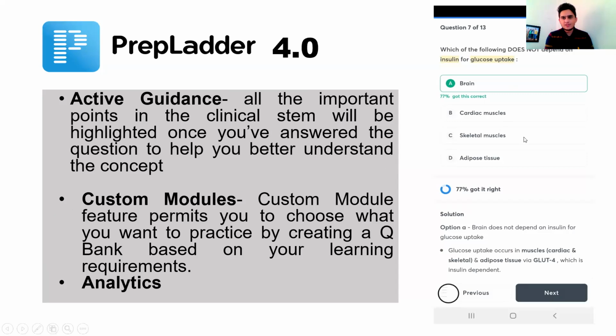For example, if you see on the right side of the screen, in this question, once you answer the question, the answer is brain. So the insulin and glucose uptake has been highlighted. So these were the key points. Whenever you answer any clinical question, there are some pointers that point you toward the answer. You have to take into consideration and understand those pointers. So that feature is there. This will train you to face clinical-based MCQs.